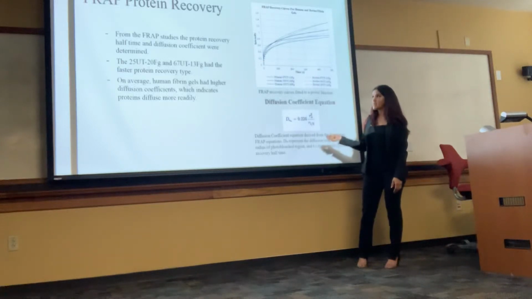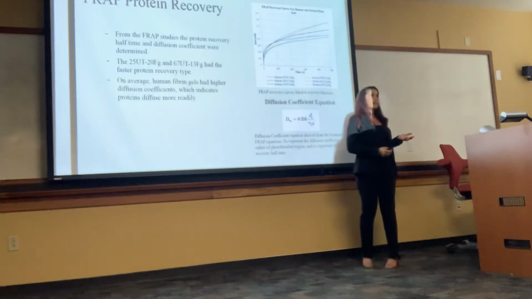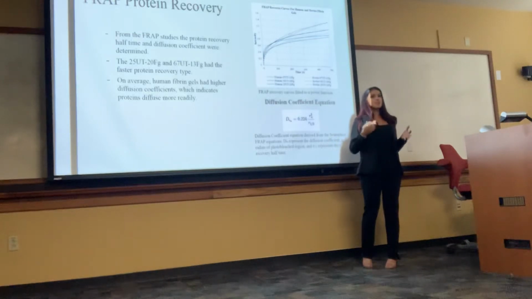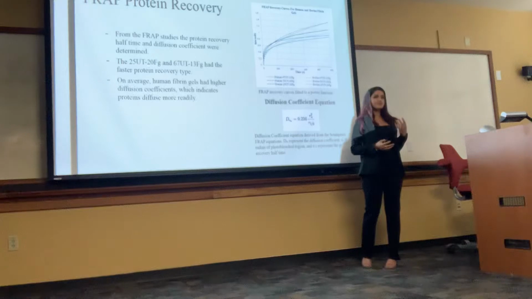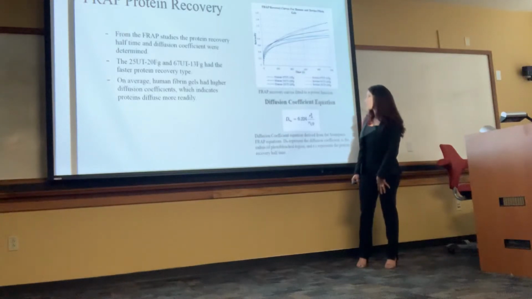So based on this, there is a significant difference in how they polymerize, but once we looked at the protein recovery, we saw that human fibrin gels had a higher diffusion coefficient, which means that they are better at diffusing proteins. So if you're going to do a study with fibrin gels where you want some protein to diffuse, human would definitely be a better choice.